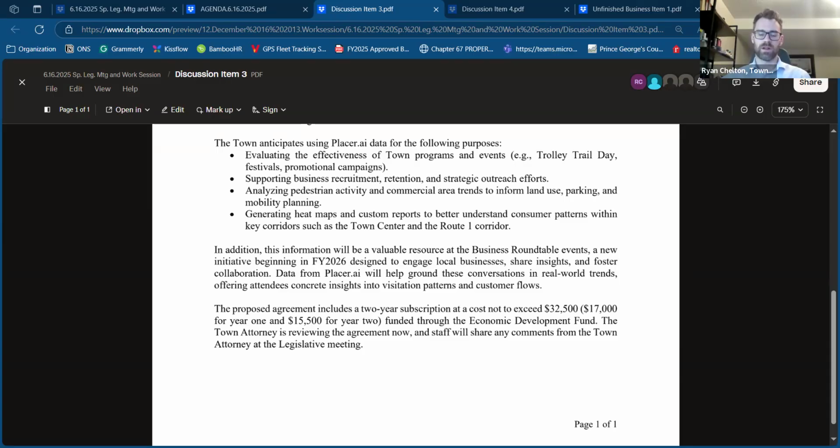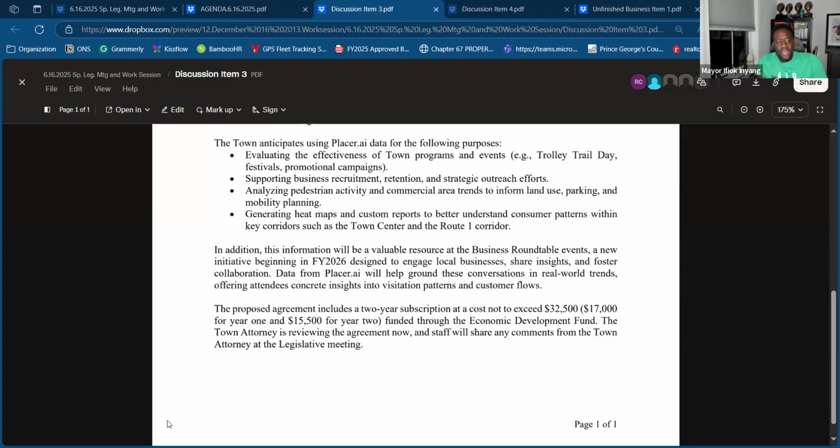So yes, the information is already being acquired by Placer through third-party geolocation services. This would be for our access to it. That's a helpful clarification, because it's not that we would be paying money to then subject or opt in residents. It's almost like there's a database that already exists, this information is already widely available, and the town is opting in.